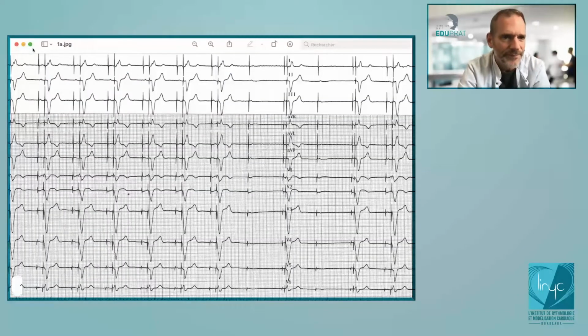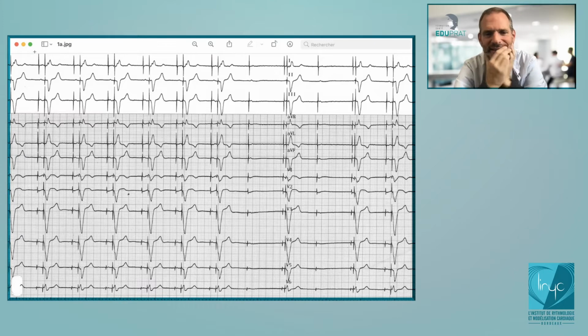Okay, question. So I think you will have the response. Which company is this? Which device? It's a dual chamber pacemaker. And then you have implanted the device, and then you see this on the ECG.